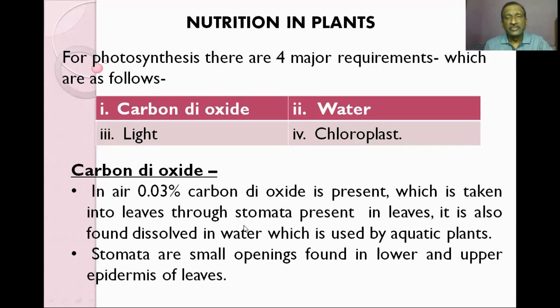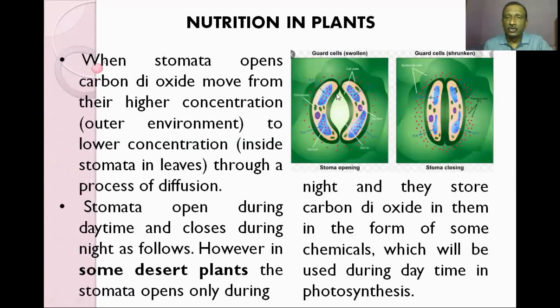However, there are some plants which are found in water, that is aquatic plants. The aquatic plants use carbon dioxide dissolved in water, which may be up to 3%. Stomata, as you already studied in class 9, are the minute pores which are found in the leaves. These are acting as a door through which the gases enter, like carbon dioxide will enter and oxygen will come out, water vapor will come out in transpiration, and many other exchanges are made.